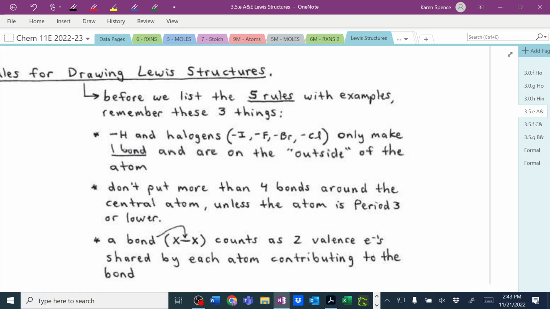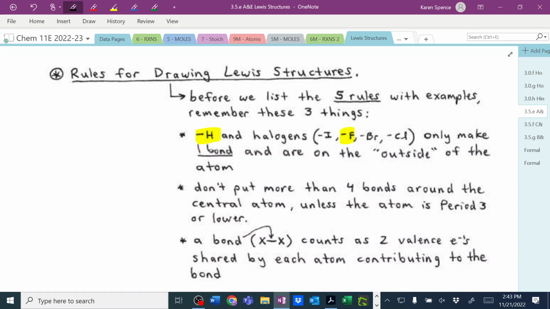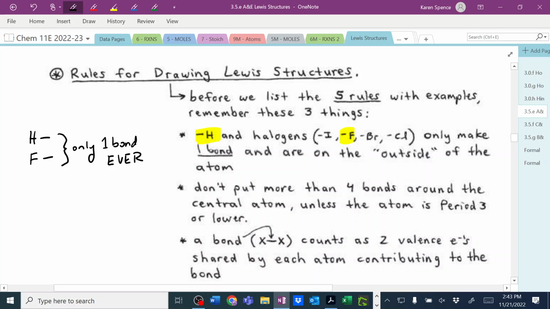Now, before we start, we need some important points. Hydrogen and fluorine only make one bond, ever. Iodine, bromine, and chlorine, only one bond usually. Okay?